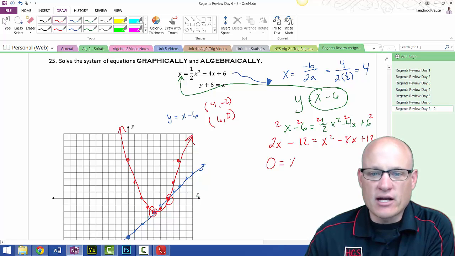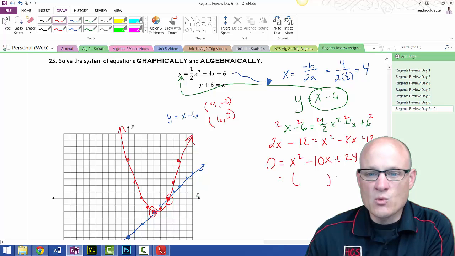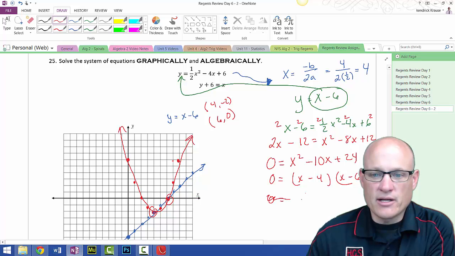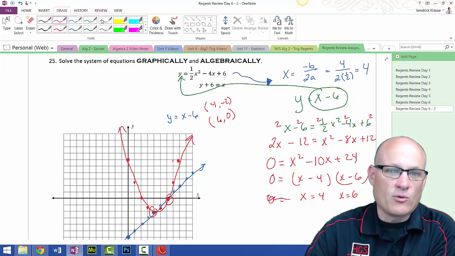Everything's coming to the right side. So we get x squared minus 10x plus 24. We're going to factor this. I believe it's going to be x minus 4, x minus 6, equals 0. X equals 4 and x equals 6. Is that what I got before? Yeah, but I still got to figure out what the y values are.